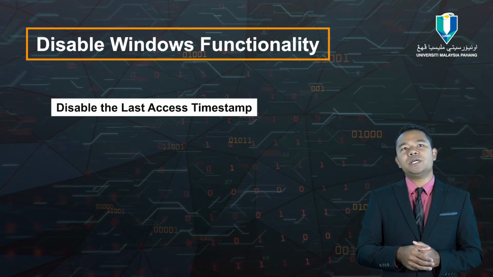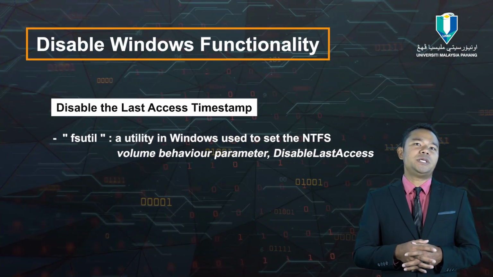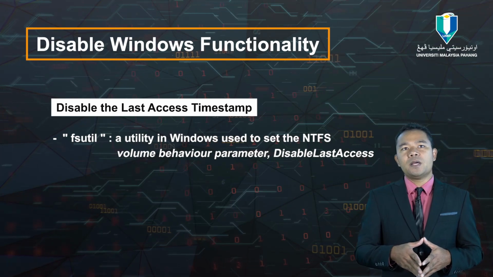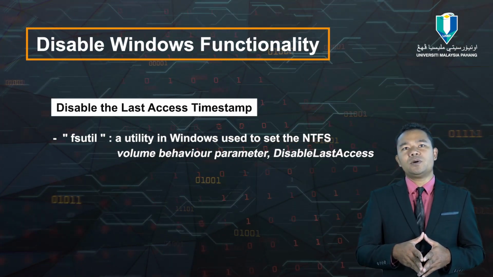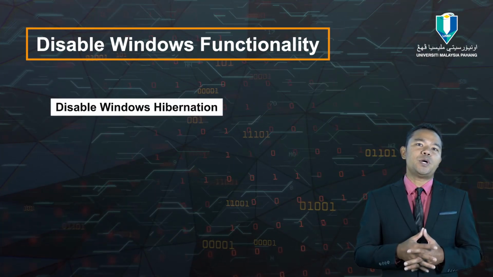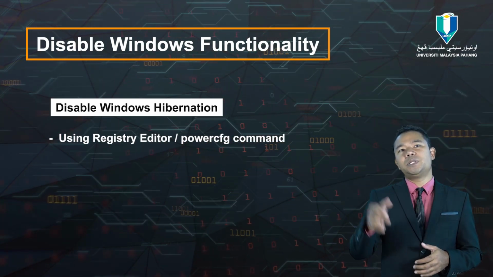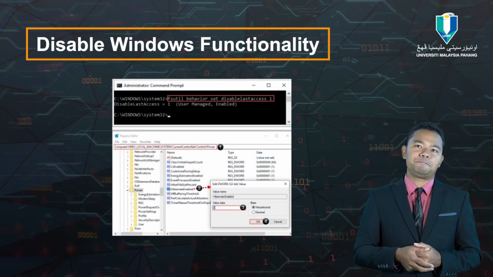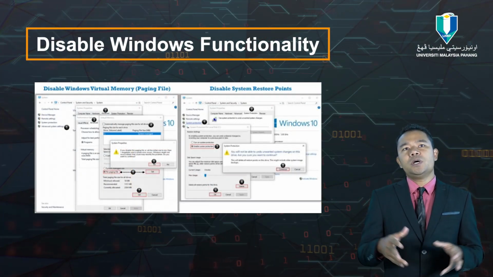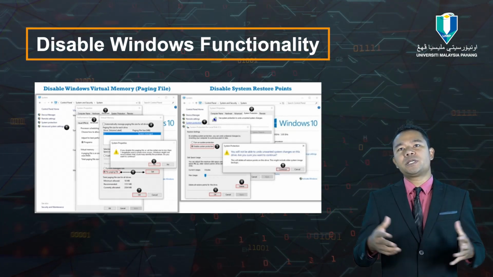Disable Windows functionality. Disable the last access timestamp. fsutil is a utility in Windows used to set the NTFS volume behavior parameters, which control enabling or disabling of the last access timestamp. Disable Windows hibernation using the Registry Editor or the powercfg command. This is an example of disabling Windows functionality. This is also another example, disabling Windows virtual memory for the paging file, and also an example of disabling the system restore point.